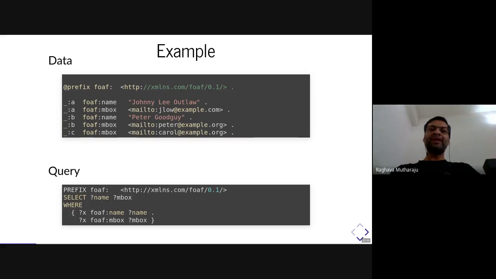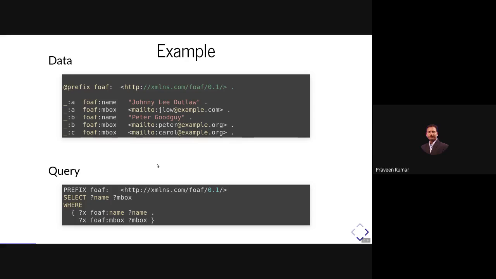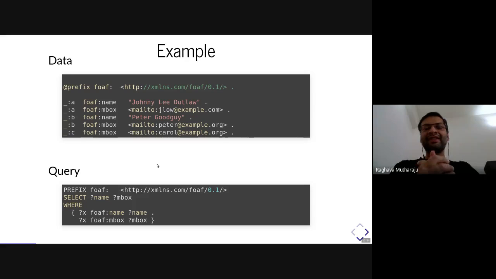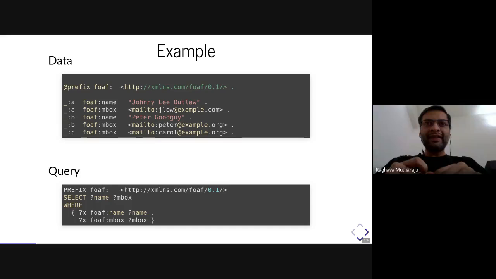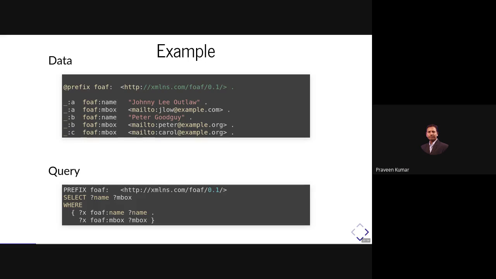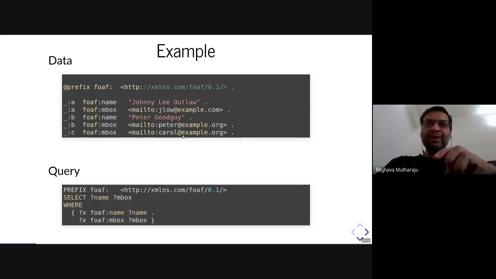So you would obviously have two columns, name and mbox. Now, you can tell me the number of rows and then the content of each row. The two names are Johnny Lee and Outlaw and Peter Good Guy. Names are there. And the mbox: JLO example.com and Peter example.com.org. Okay. So why do you think Carol doesn't show up?